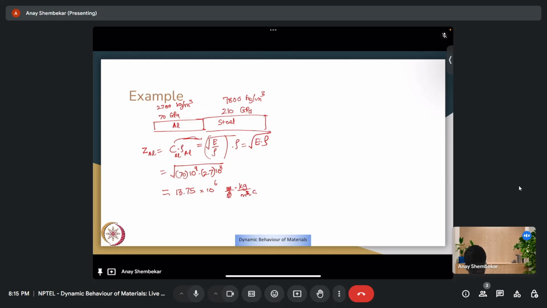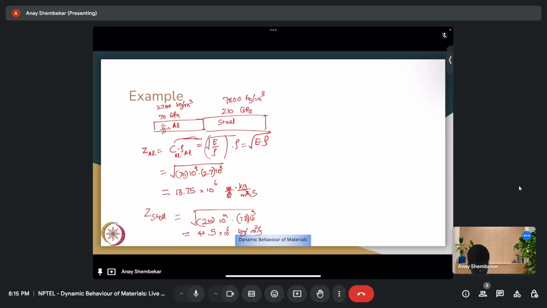kg per meter square second. And similarly, if you calculate Z steel, it would be root of 210 × 10^9 into 7.8 × 10^3. So 210 into 7.8 is 1638, and the square root of 1638 would be around 40.5 × 10^6 kg per meter square second.